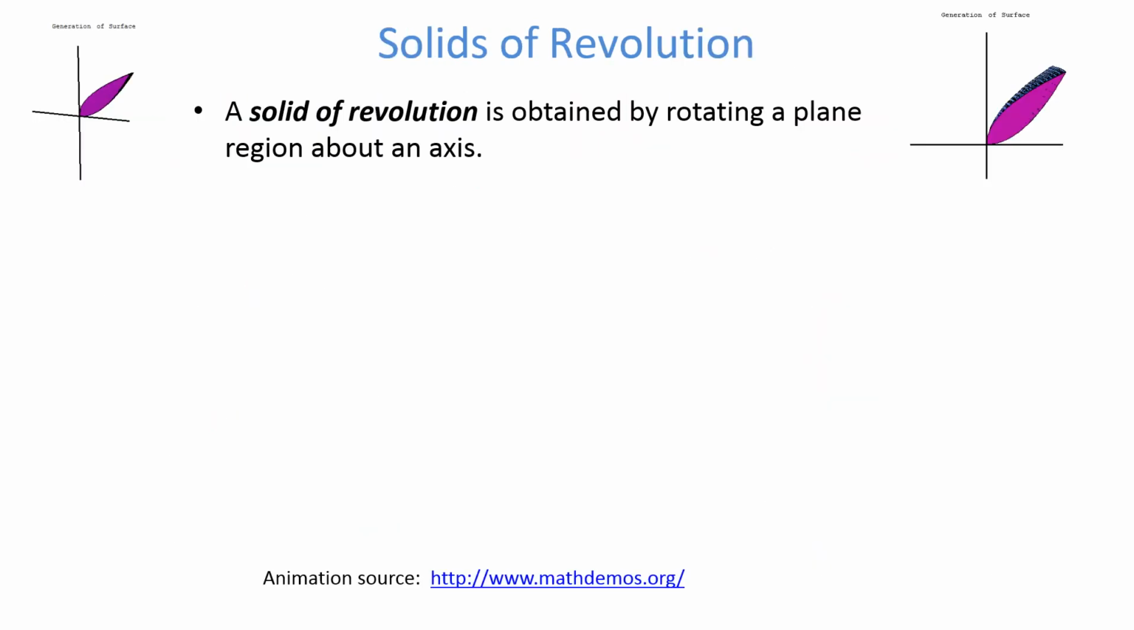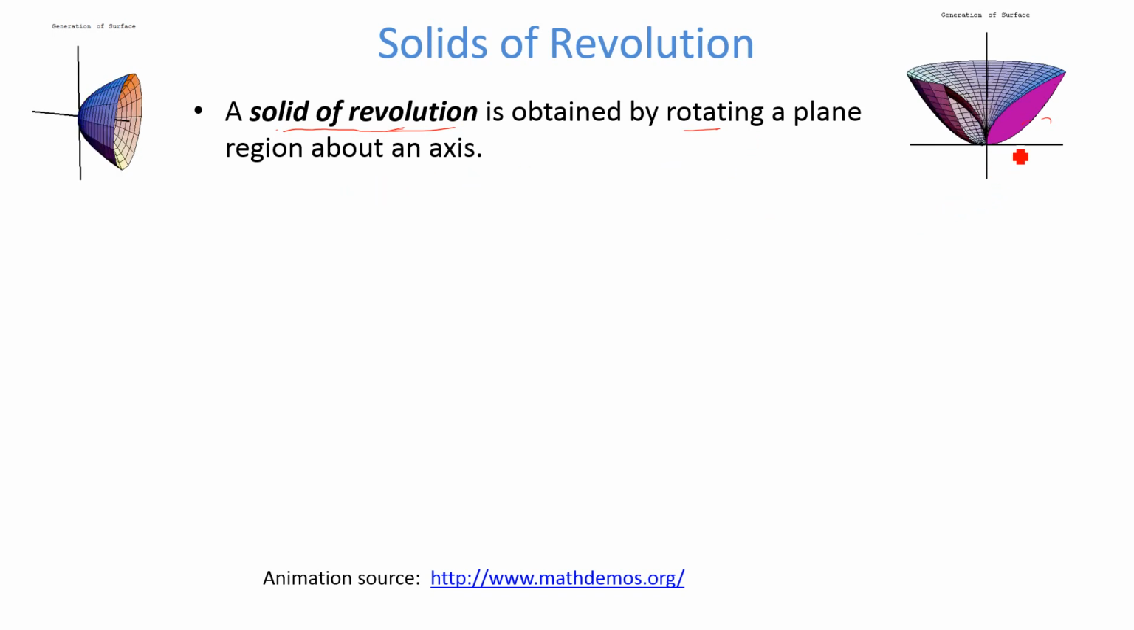Okay, next, solid of revolution. Actually, the name tells us that we are going to revolve something in order to get this solid of revolution. So first, let's see what a solid of revolution is. A solid of revolution is obtained by rotating a plane region like this. This is the plane region, about any axis.